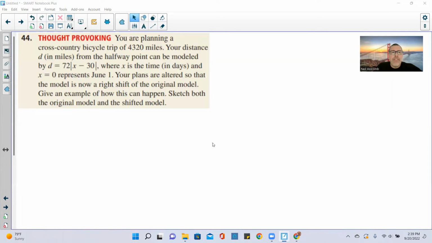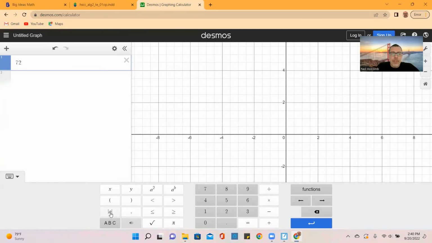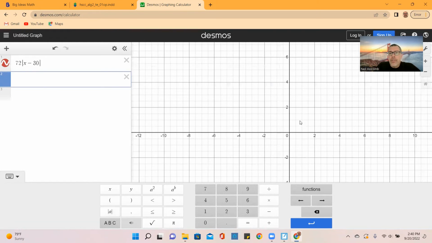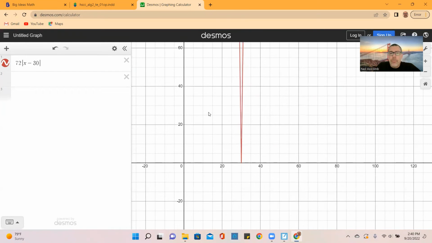So let's start by graphing the original model, 72 absolute value of x minus 30. So I'll go to Desmos. 72 absolute value x minus 30. Okay, enter. And I have to zoom out and find it. And I'll have to fix my window here because it is really steep.